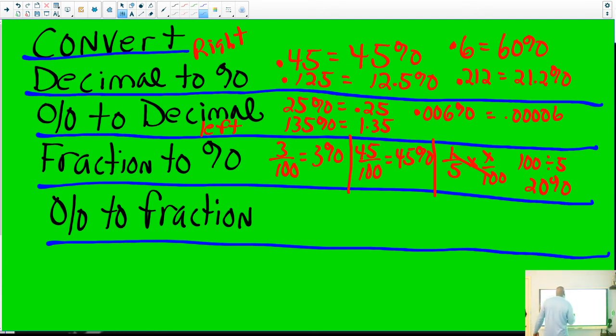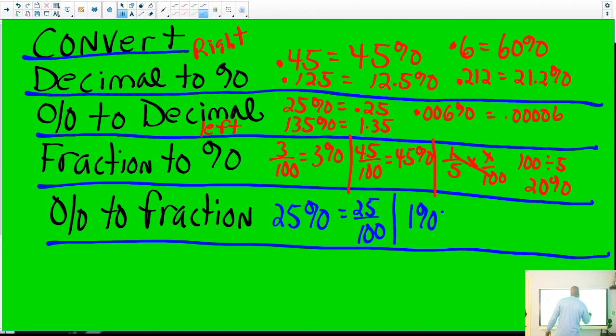Percent to a fraction. If you want to do a percent to a fraction, say you've got 25%. It'll be simply 25 over 100. That percent means something over 100. That's all there is to it. Suppose you've got 1%. 1% equals 1 over 100. It's something out of 100. Everybody got it? Or if you've got 150%.